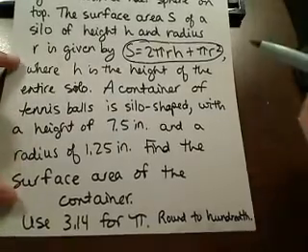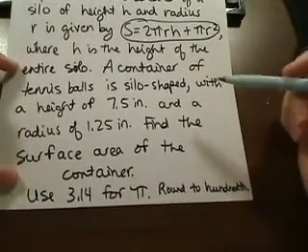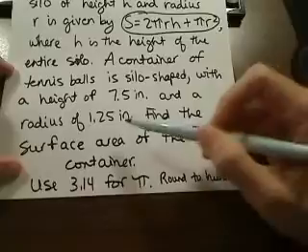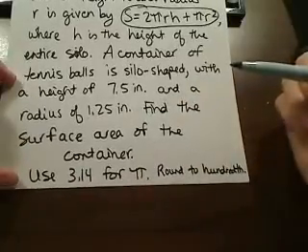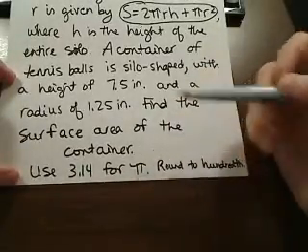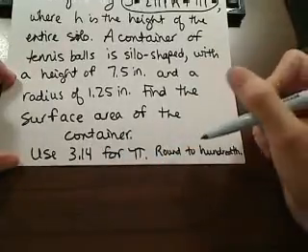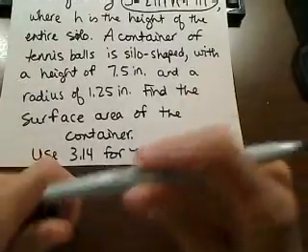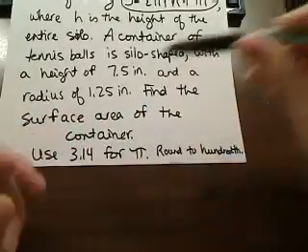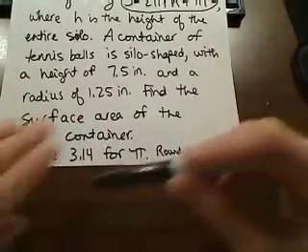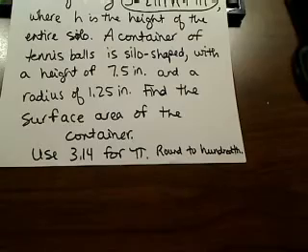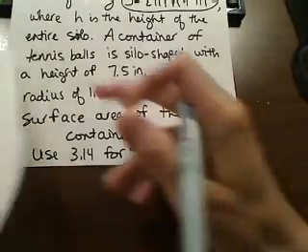Then they tell us a container of tennis balls is silo-shaped with a height of 7.5 inches and a radius of 1.25 inches, and they want us to find the surface area of the container. We're told to use 3.14 for pi and round to the nearest hundredth. I didn't draw a picture of a silo here. I hope most people have a picture in their mind of what a tennis ball can looks like.